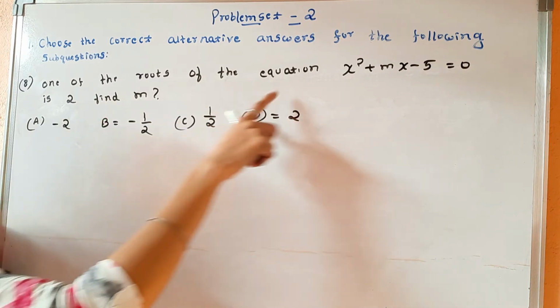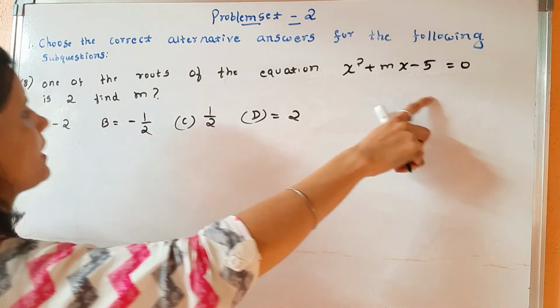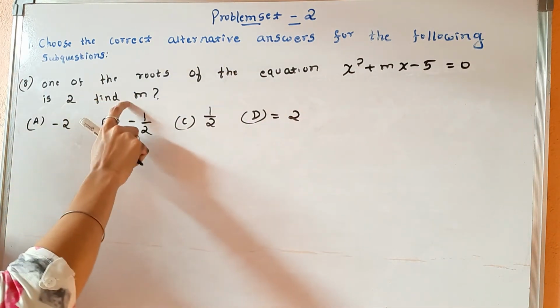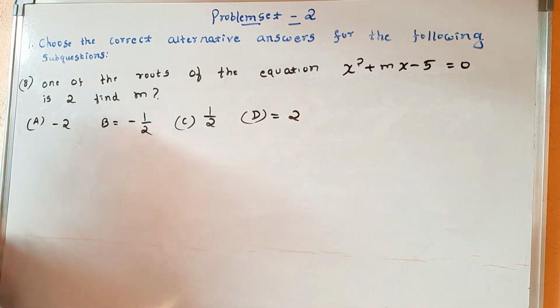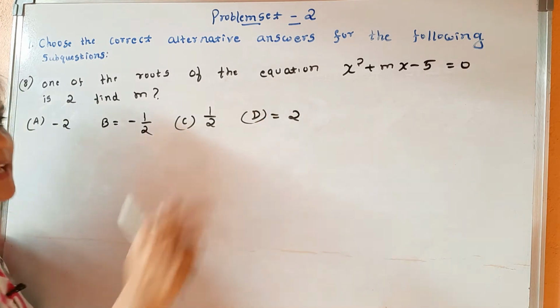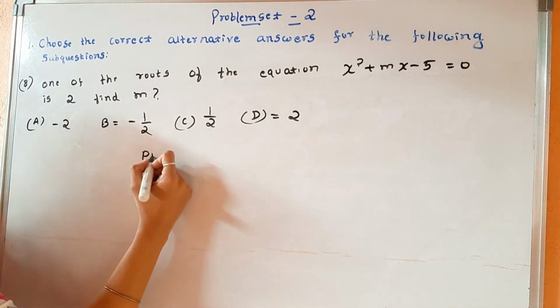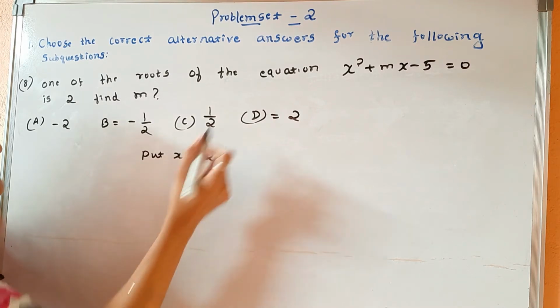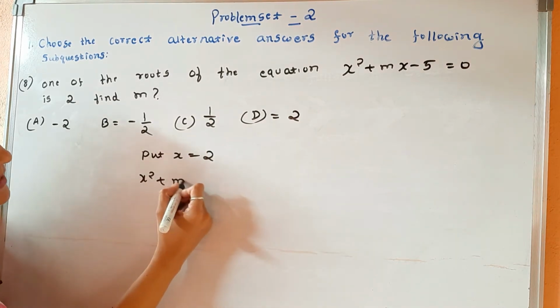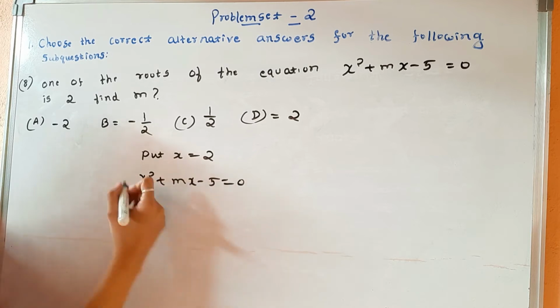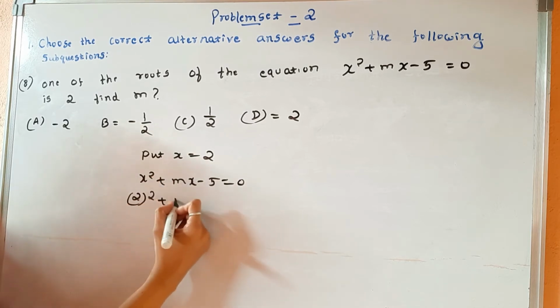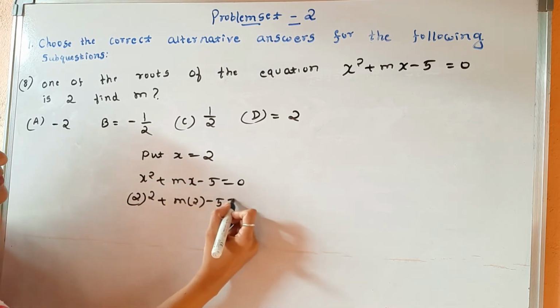One of the roots of the equation x square plus mx minus 5 is equal to 0 is 2. Find m. Very simple. We should find out m, but one of the roots has been given as 2. So we have to substitute 2 in place of x. Put x is equal to 2 in this equation, x square plus mx minus 5 is equal to 0. X square means 2 square plus m into 2 minus 5 is equal to 0.